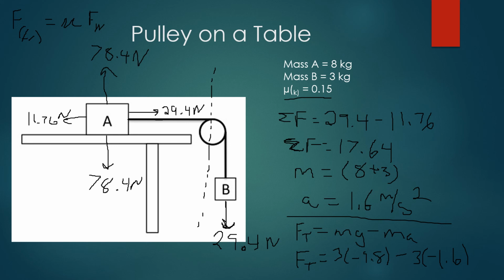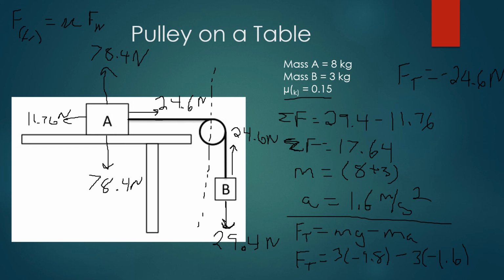So we have a tension F of t of negative 24.6 newtons. Now, how can we check to see if that's right? We can look at each box individually. We know they move together. But let's just pretend that this was 24.6 newtons, and this was 24.6 newtons, because this is actually what is getting pulled.